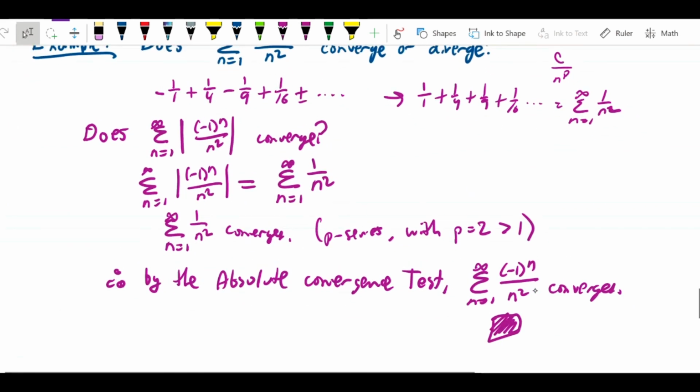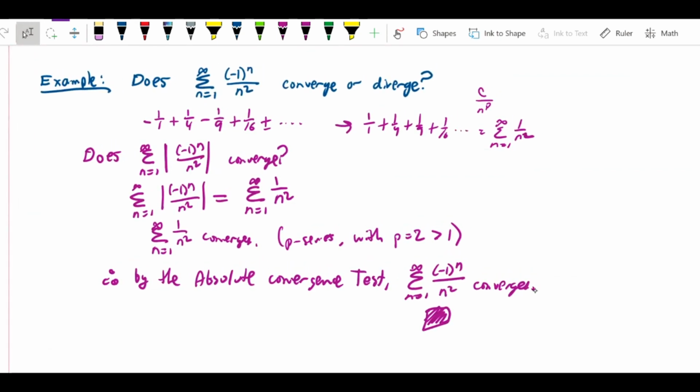So that's how you would prove that statement. It doesn't seem like we've done very much, but we did learn something in this section. We learned that we can determine that this series converges by proving that this series converges, and that's a significant point.